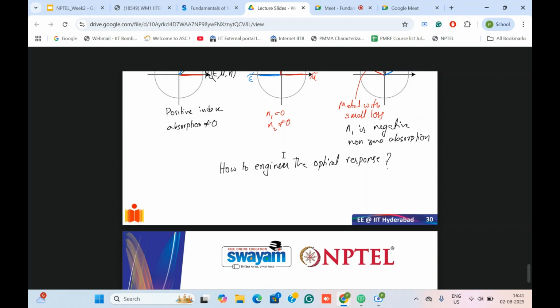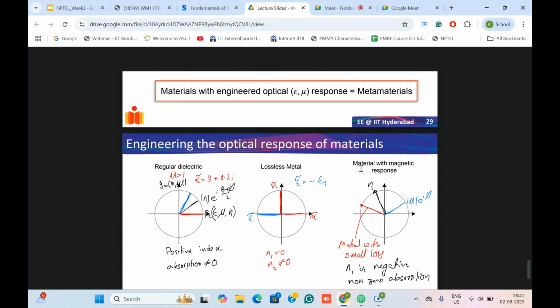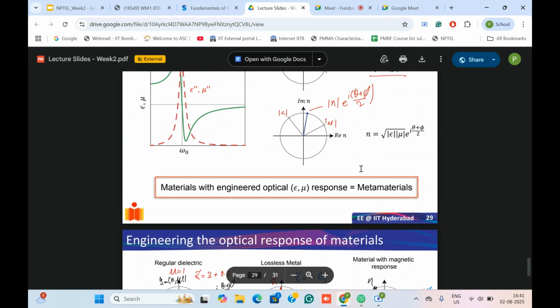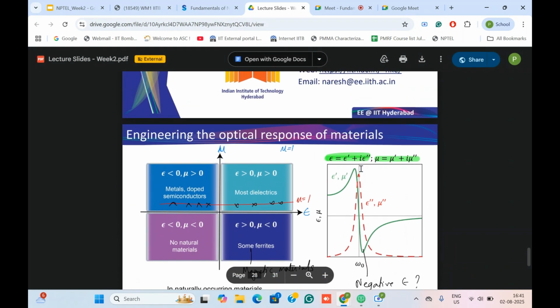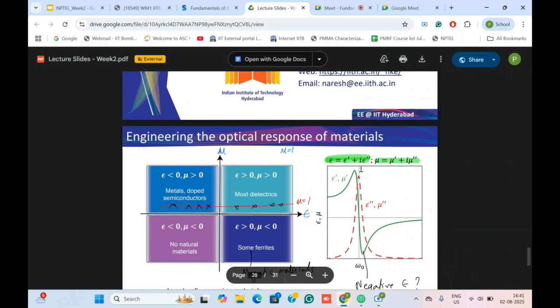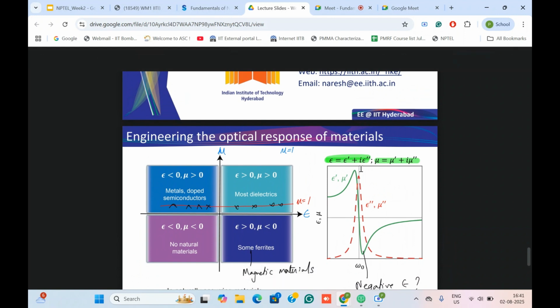So this was all about the optical responses. Up to week 2, we have covered: first, we discussed the review of Maxwell equations and the dispersion relation, then how electromagnetic waves propagate in a medium, then how the electromagnetic waves interact with the medium.